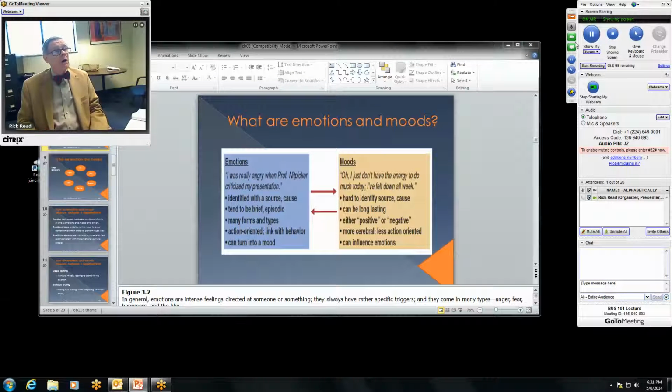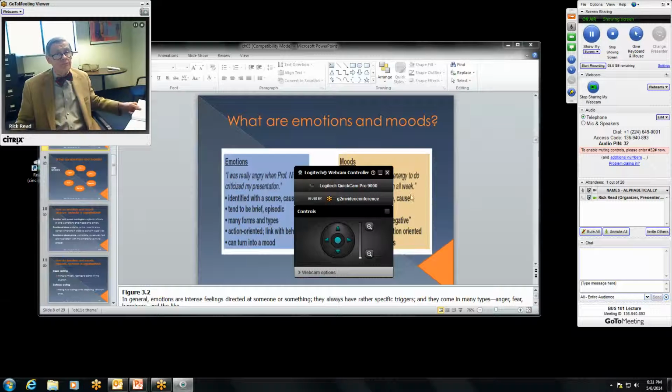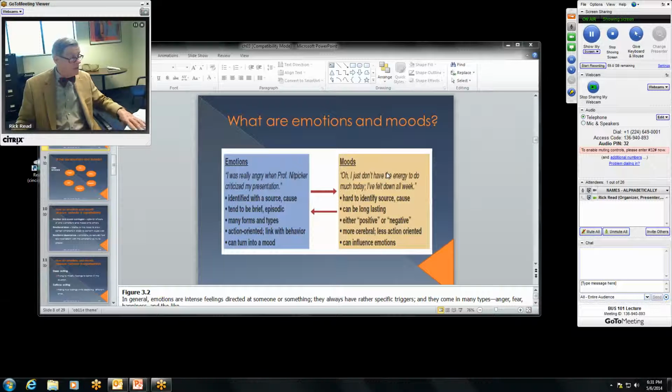Now, here we are, difference between emotions and moods. Emotion. I was really angry when Professor Nitpicker criticized my presentation. So what we did here, we identified the source and the cause, tried to be brief, it's an episode, and it's action-oriented, linked with behavior, and it can turn into a mood. By the way, you can see this displayed at figure 3.2, the top of page 57.